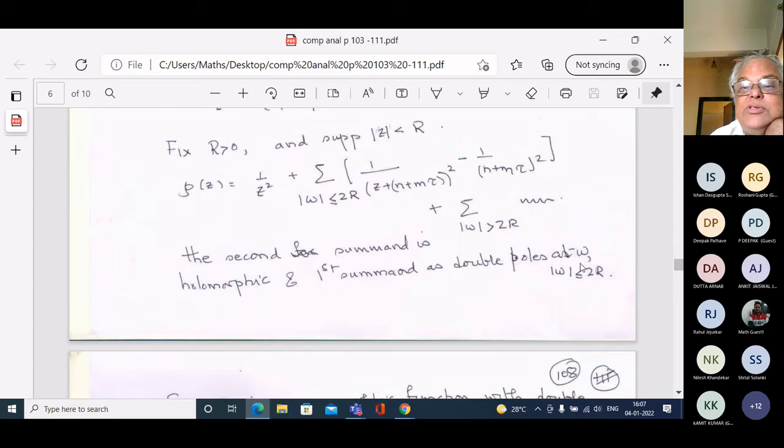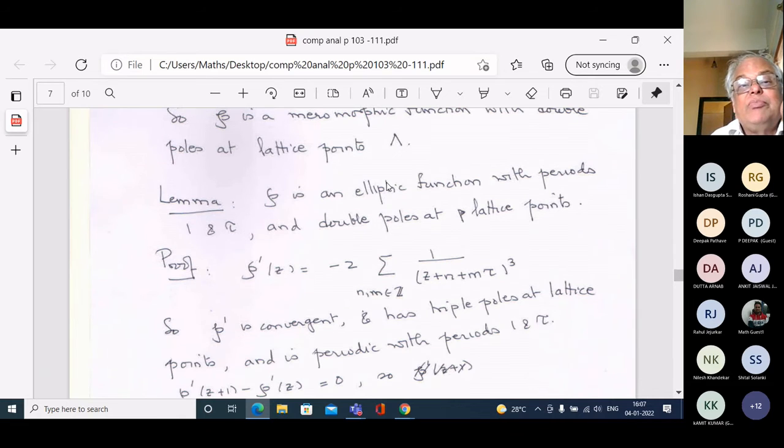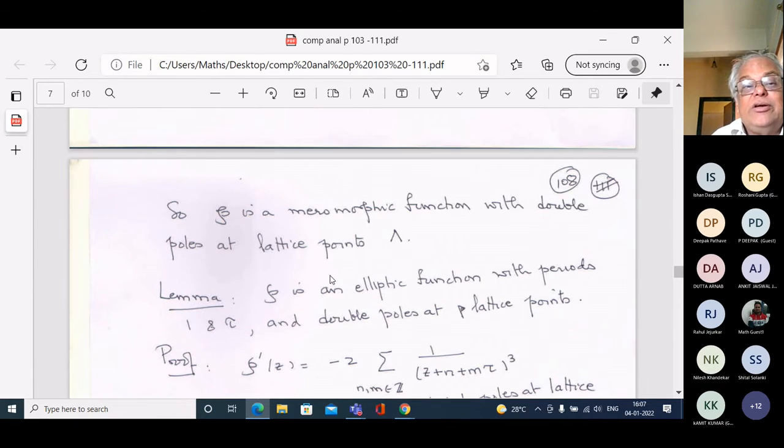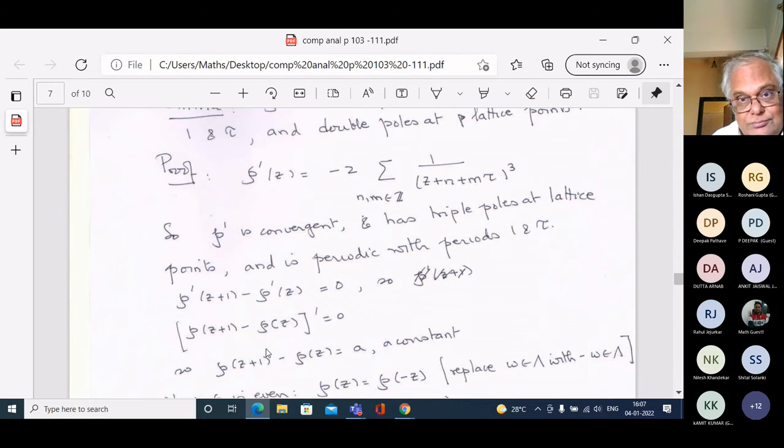The first term has double poles at each omega for mod omega less than or equal to 2r. So P is a meromorphic function with double poles at the lattice points. This is one thing I wanted. Now the claim is that P is an elliptic function with periods 1 and tau and double poles at the lattice points. I already know it has double poles at the lattice points, and this is a very neat trick to tell me that it is actually elliptic.